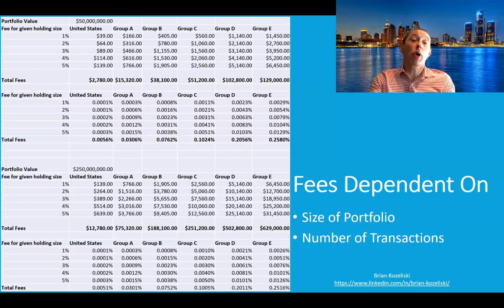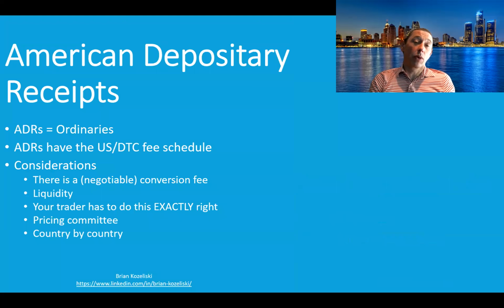So again, if you're working a name over a few days, you're going to pay that transaction cost each time. So keep that in mind too. Now, there is a nice little way you can lower your fees, and that is through American Depositary Receipts. You can take an ordinary and convert it through an ADR custodian bank into an ADR. Now that ADR becomes a US DTC security. So then you're on the fee schedule, which is much lower, that first column, the US DTC fee schedule.